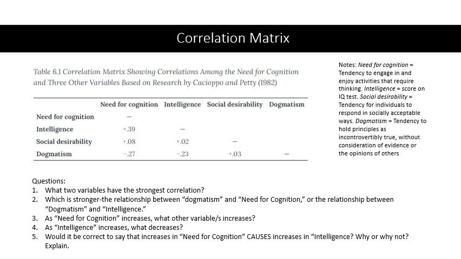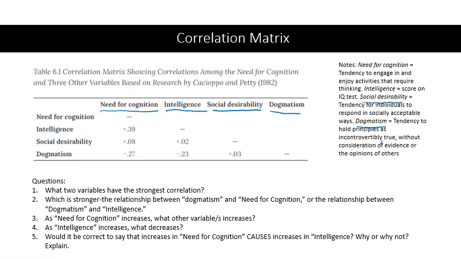So in this slide, you can see that we're looking at four variables. We have need for cognition, intelligence, social desirability, how much they want to be seen as socially desirable, and dogmatism. These terms are defined over here. Social desirability is the tendency for individuals to respond in socially acceptable ways. They want to be socially desirable. And dogmatism means that they tend to grasp on to things that they believe in and not listen to other people, just be kind of close-minded about it.